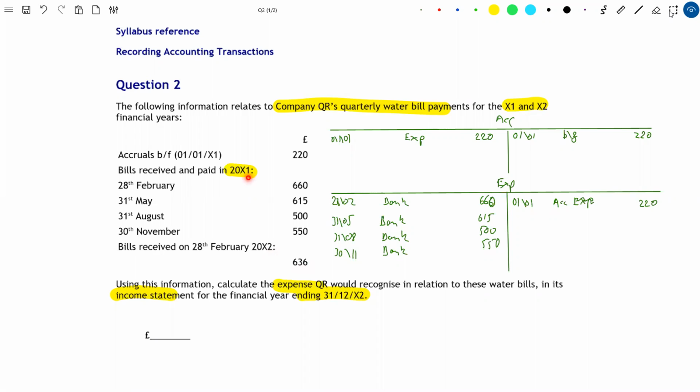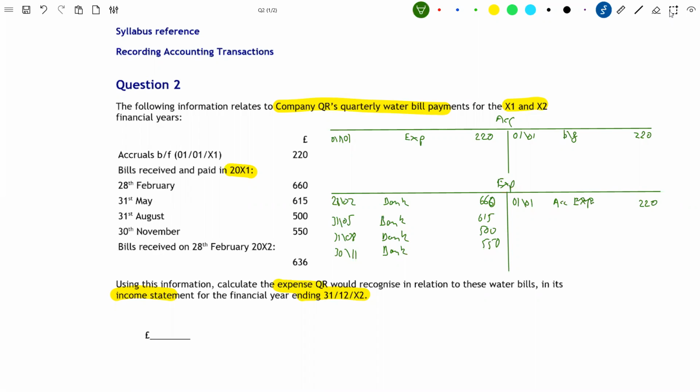Well, nice and simply, we need to just account for 1/3 of this £636 figure. Okay, this is the expense that we've actually utilized in the X1 financial year, so it needs to be accounted for in our X1 income statement, despite the fact that we are going to settle this transaction in X2. Okay, so we have an accrual here.